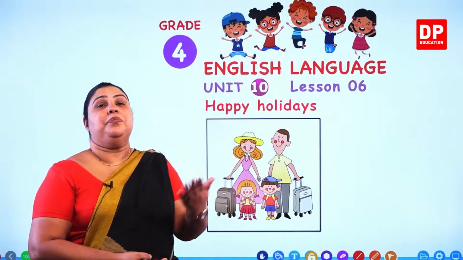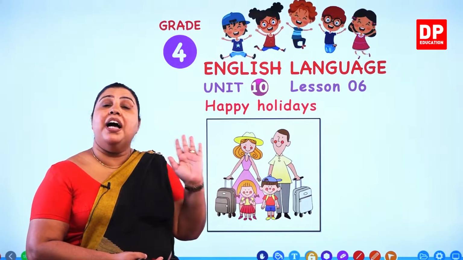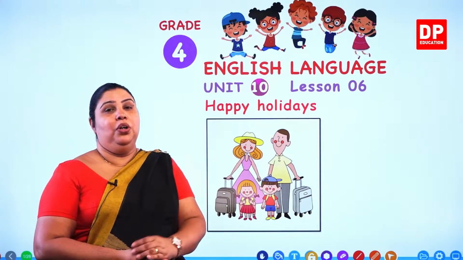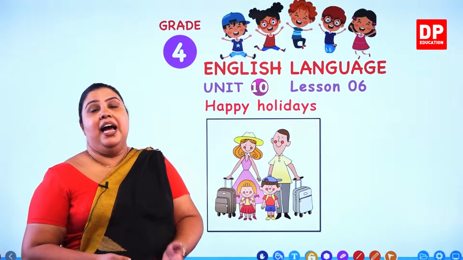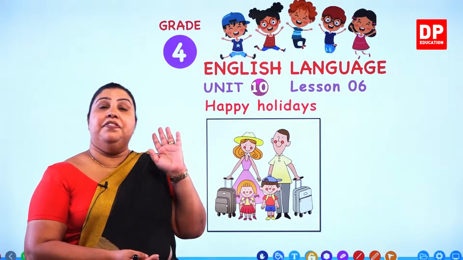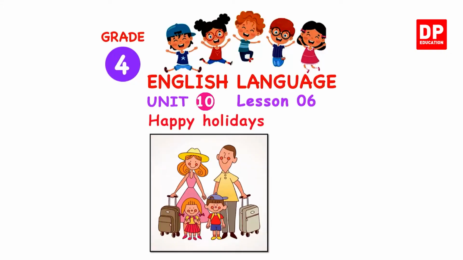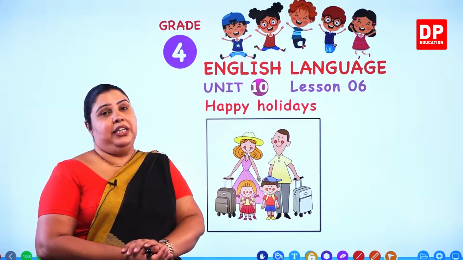So we have completed 5 lessons by now. Altogether we have 8 lessons, and from that we have completed 5 lessons. And today we are going to do lesson number 6. We are talking about happy days in our unit number 10.